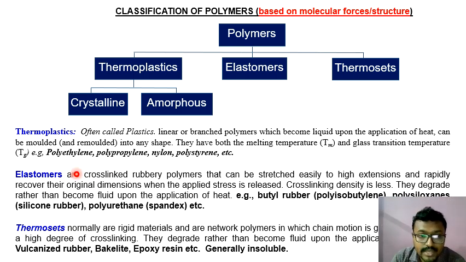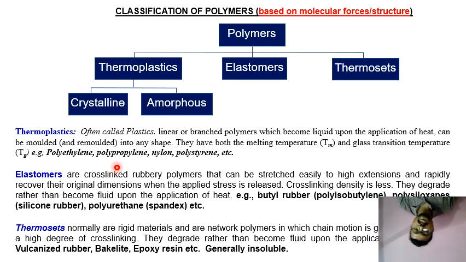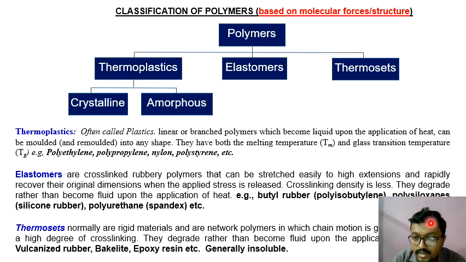Next one, what is elastomer? Elastomer means elasticity, when there is some elasticity in the polymer. Elastomer is a type of cross-link polymer that can be stretched easily to high extension and rapidly recover to original dimension when the applied stress is released. Cross-linking density must be less in case of elastomer. Elasticity is present means if we stretch it, it will be stretched. Now, if we release the force, it will come to its original dimension. That is called elastomer. What is the example? Example is polysiloxane, polyisobutylene, butyl rubber, silicon rubber. These are examples of elastomer. So in elastomer there is cross-linking, but cross-linking density will be less.